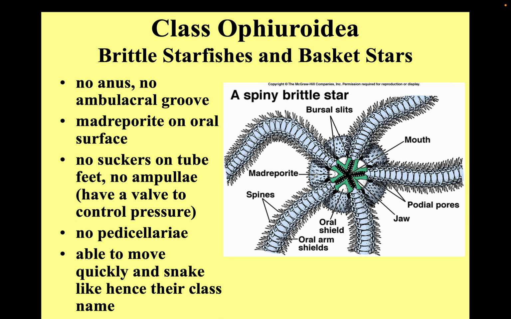Okay. They don't have an anus, no ambulacral groove. The madreporite is on the oral surface, on the ventral surface of the animal. The tube feet do not really have suckers. They don't have ampullae, which are structures important for water pressure control. The epidermal tissue does not have pedicellariae, and they're able to move quickly because of their arms. The arms are much longer than that of true starfishes.